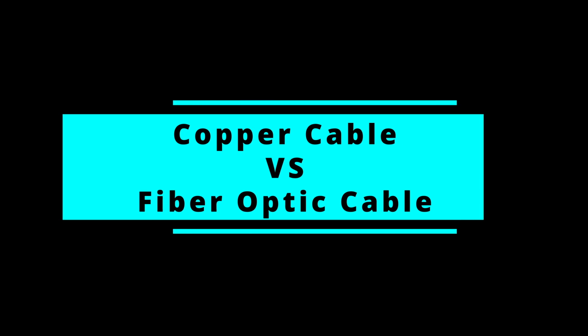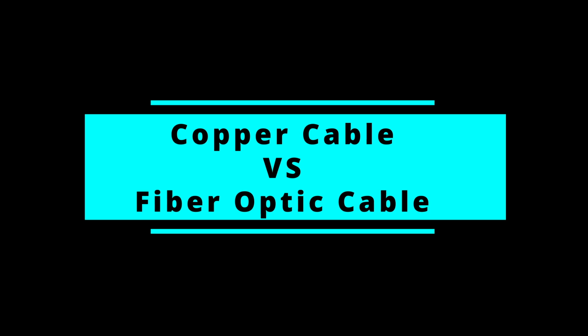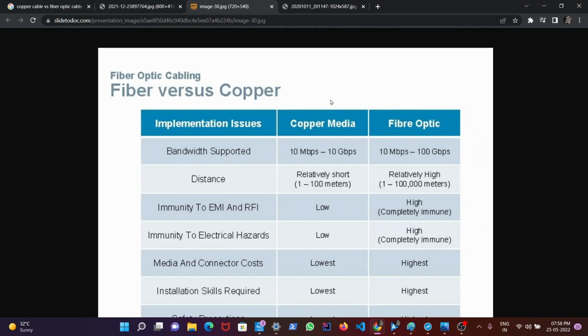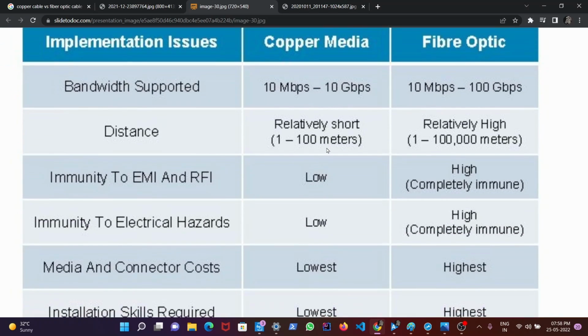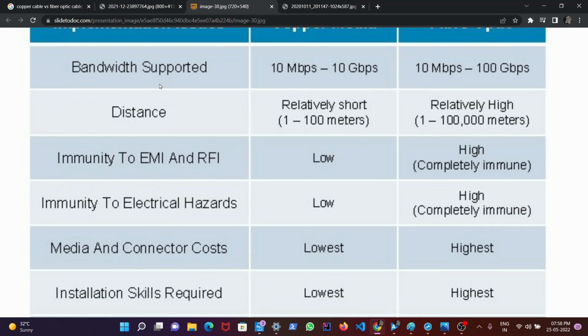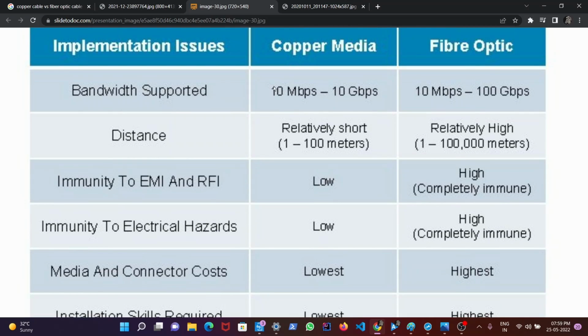Now talking about the difference between fiber optic cable and copper cable. Here you can see the copper media and fiber optic media do possess a lot of differences. First of all, the bandwidth supported in copper cable is from 10 Mbps to 10 Gbps. However, in fiber optic cable, it goes all the way from 10 Mbps to 100 Gbps. So we can say we can achieve quite a higher speed in fiber optic cable.